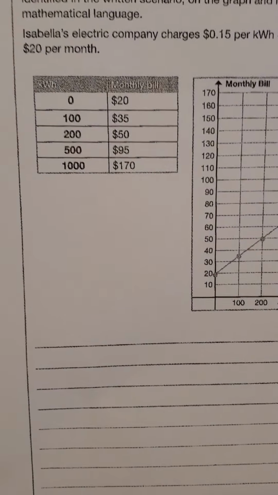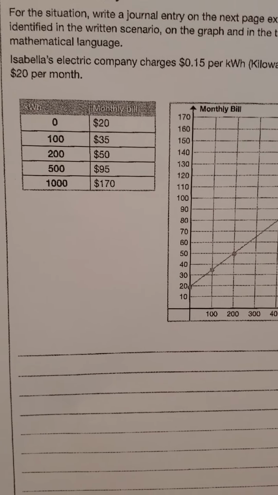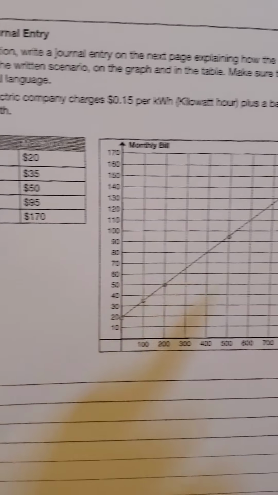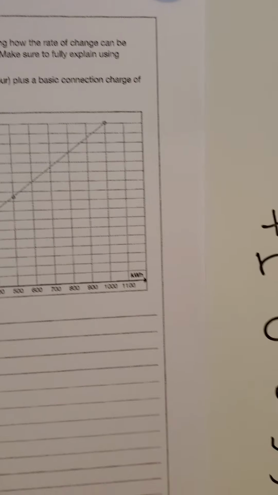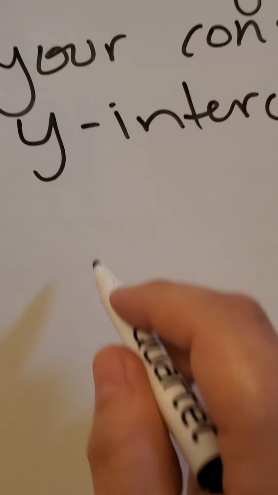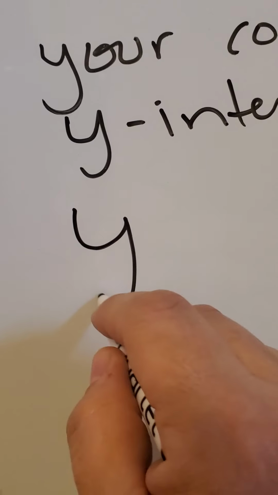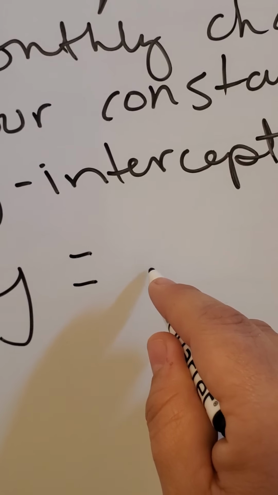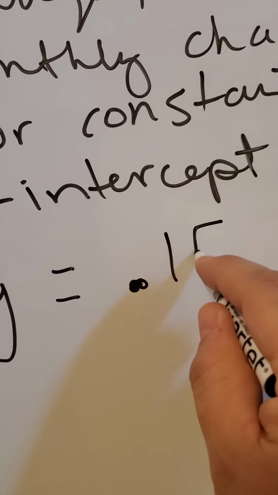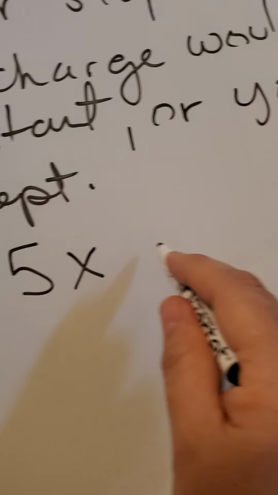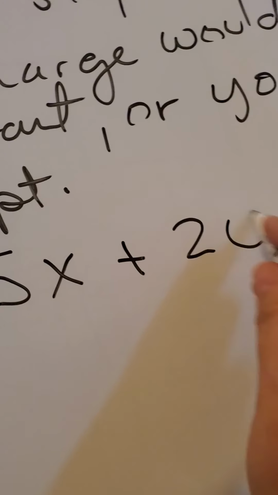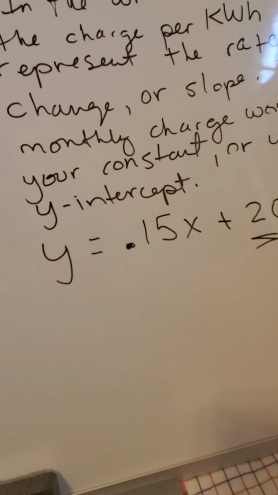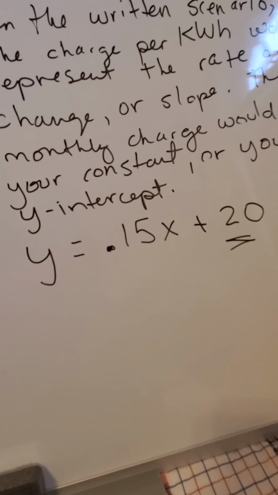Now, I want to write real quick what that equation would look like, because we see the information up here, we see the table of values, and we see the graph. The only thing else I want you to write is this equation. I would say y equals, and remember, what goes with x is my slope, and my slope is 15 cents. So I'd say 0.15x, plus my y-intercept of $20. That's where I'm starting. Does that make sense? My equation should be y equals 0.15x plus 20.